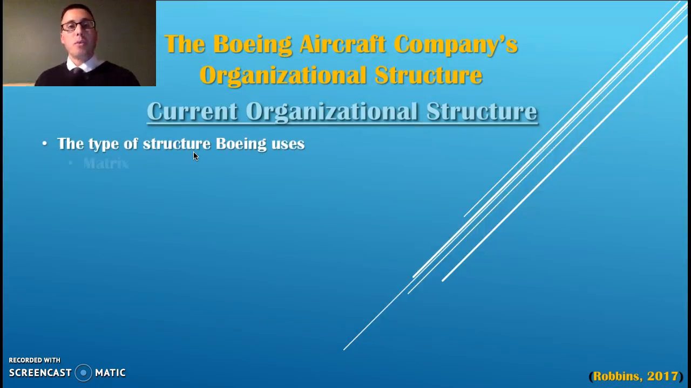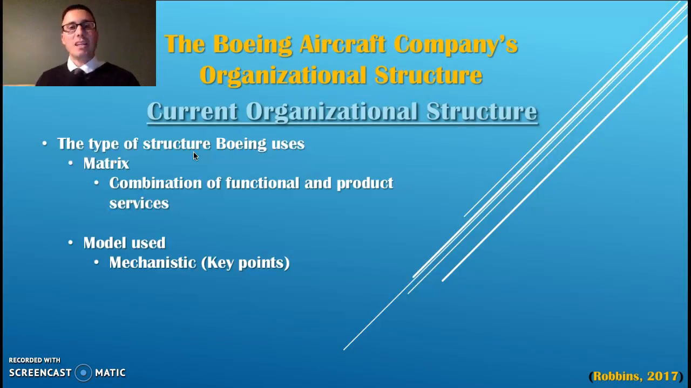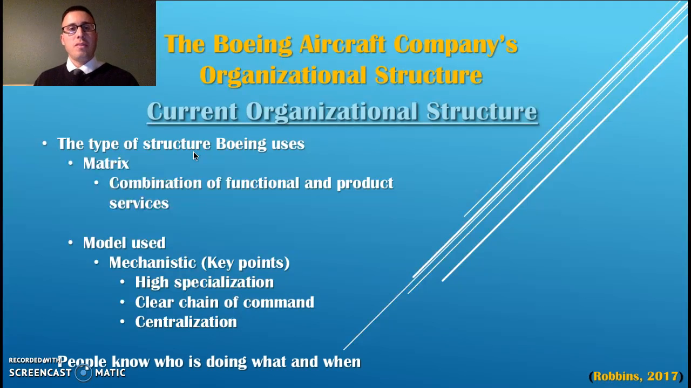And the type of structure that Boeing uses is the matrix structure. And it's a combination of functional and product services. And the model that Boeing uses, as of right now, is the mechanistic. And the 3 key points to it are high specialization, clear chain of command, and centralization. What makes this type of structure, the matrix structure and the mechanistic model, good is that it gives people the ability to know who is doing what and when.